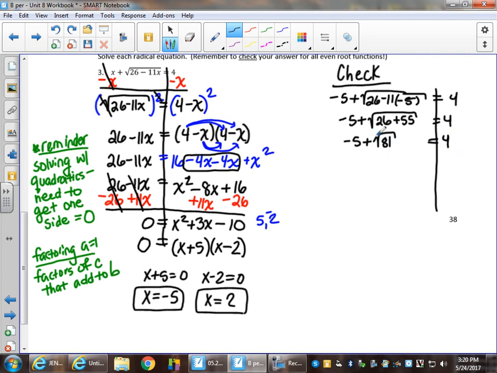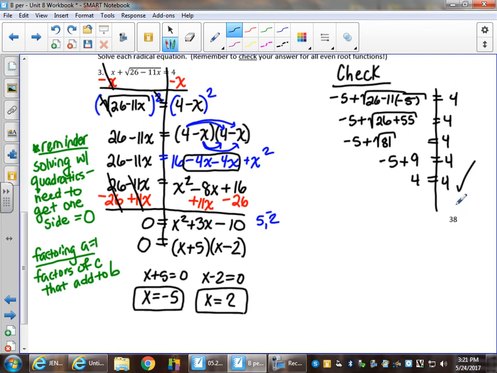Now that this is down to a single value, now I can actually think about taking the square root. This happens to be a perfect square. The square root of 81 is 9. So I have -5 plus 9. And then let's see, -5 plus 9 is 4. 4 equals 4. Check. Notice the entire time this stayed 4.